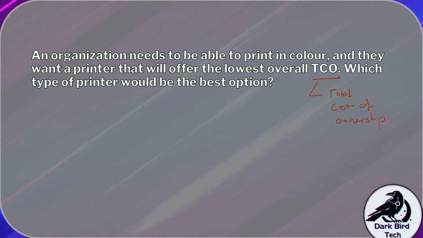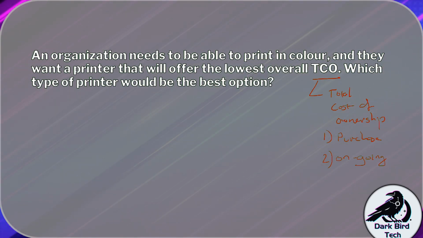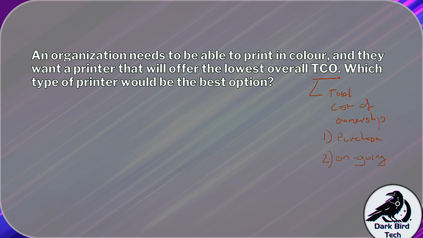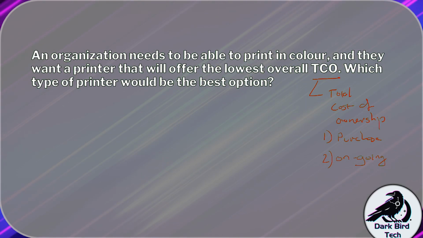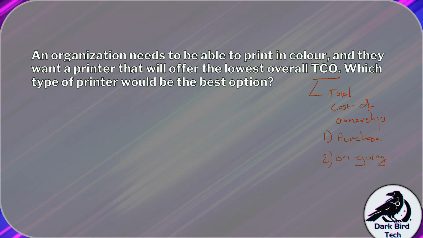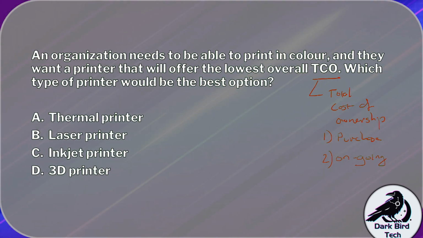Total cost of ownership has two parts to it: the initial purchase price and ongoing costs. Ongoing costs would be the consumables the printer needs, maintenance, repairs, stuff like that. So TCO is looking at not just which is the most expensive or the cheapest printer to buy, but also which one is going to offer you the lowest overall long-term costs for the lifetime of this device or appliance. Dare I say asset. So the printers they have for us are thermal printers, laser printers, inkjet printers, and 3D printers.